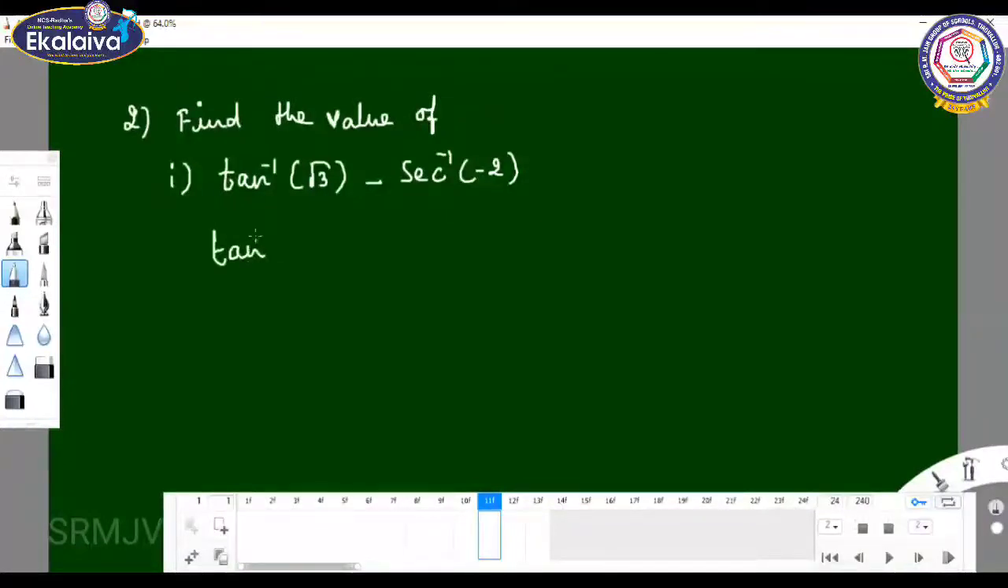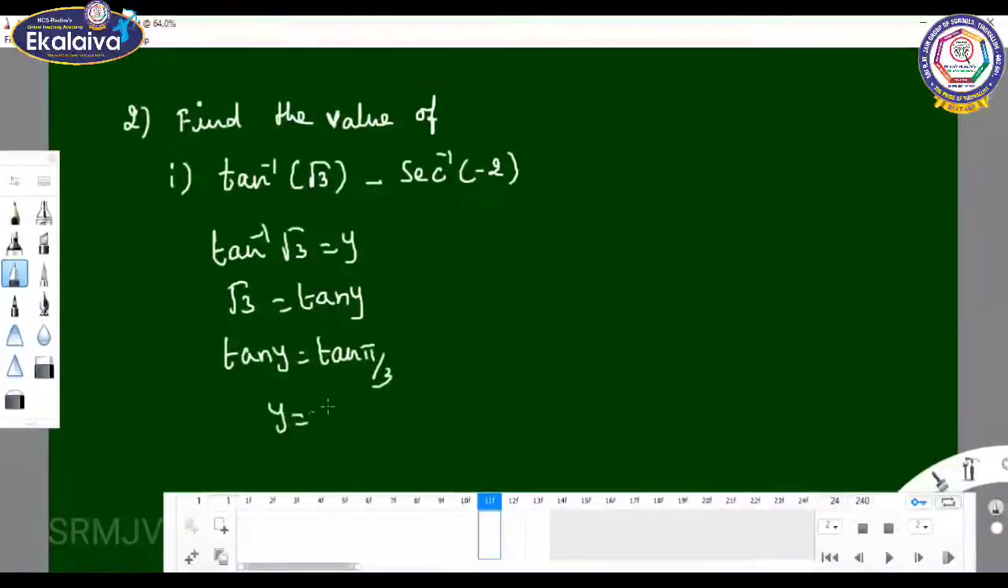You can take tan inverse of root 3 equal to y. So root 3 equal to tan y. When do you get the value root 3? Tan pi by 3. So y equal to pi by 3. It belongs to the open interval minus pi by 2 comma pi by 2.